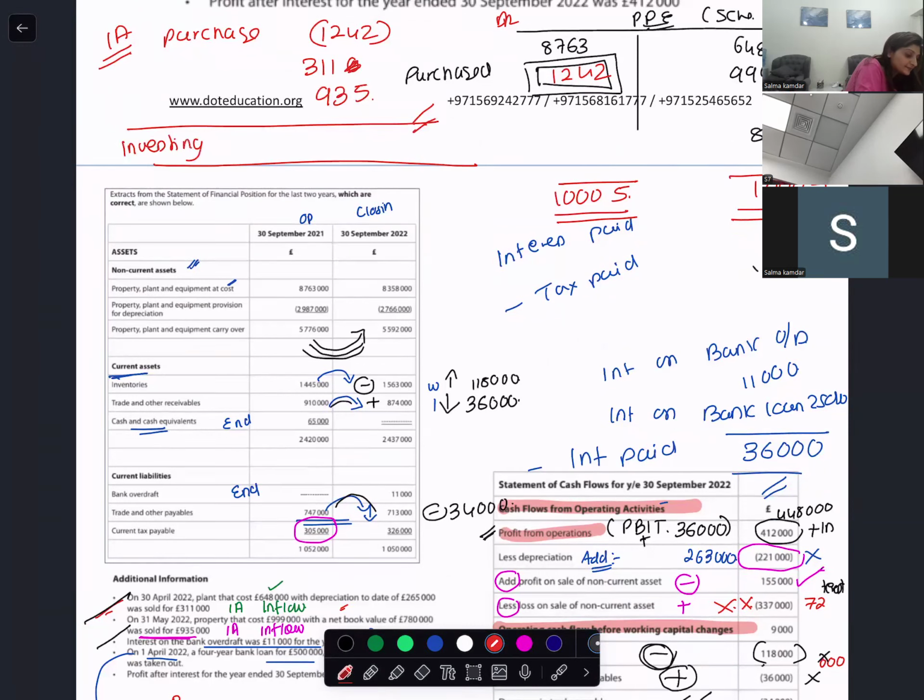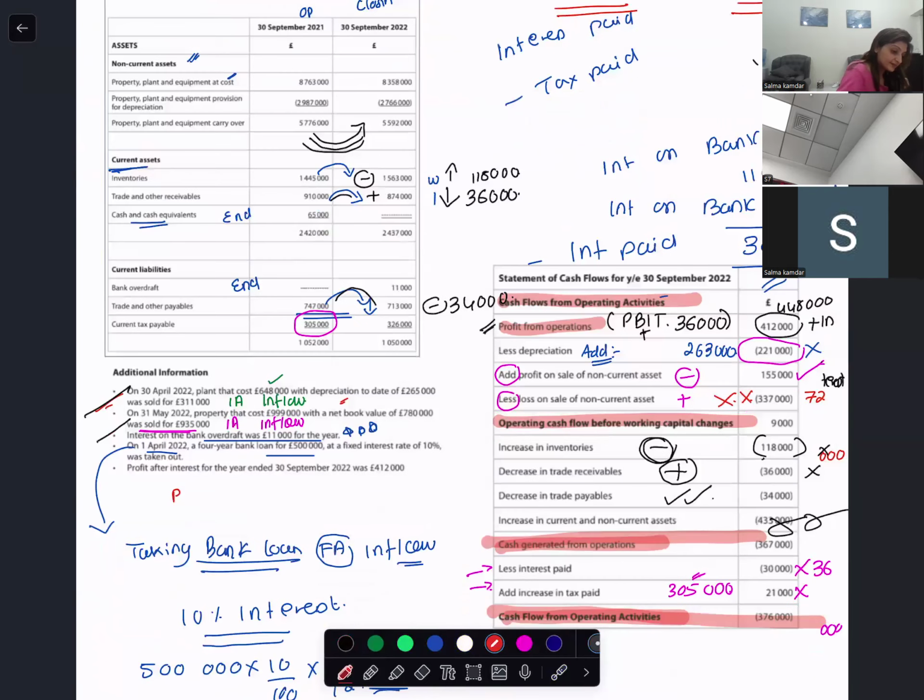So is there a net inflow or outflow for investing activities? What is the total of 311 and 935? 1246. And this is 1242. So there's an inflow of 4,000 in investing activity.